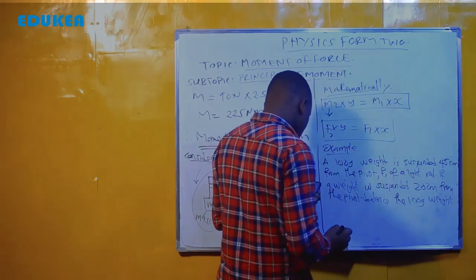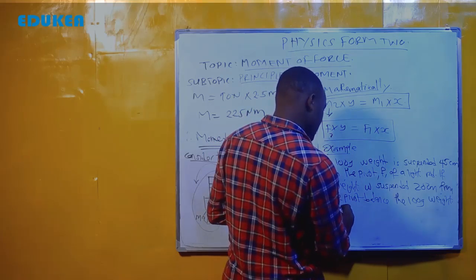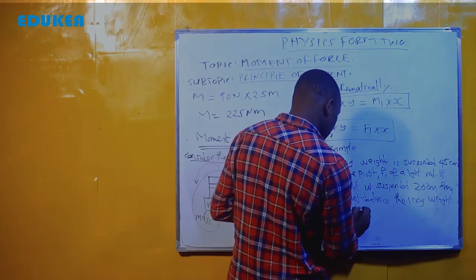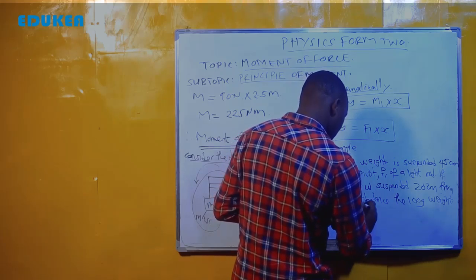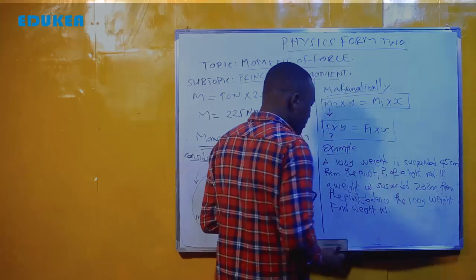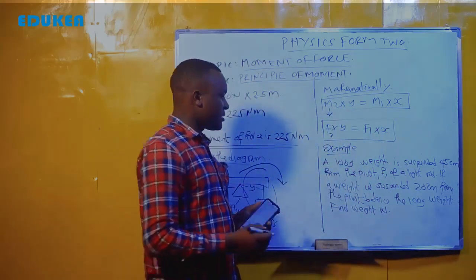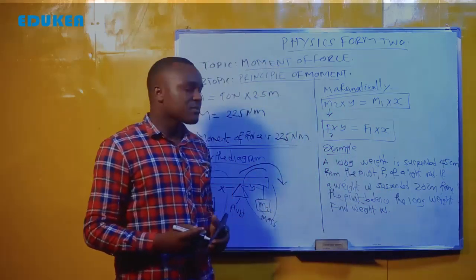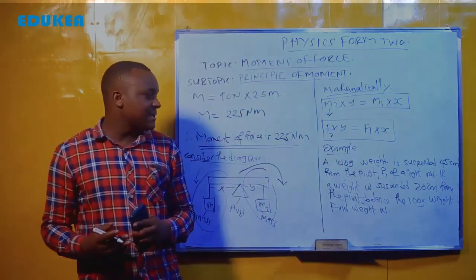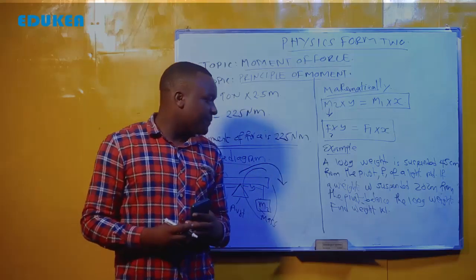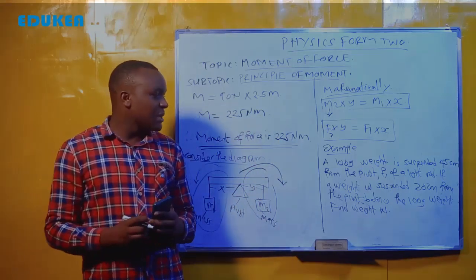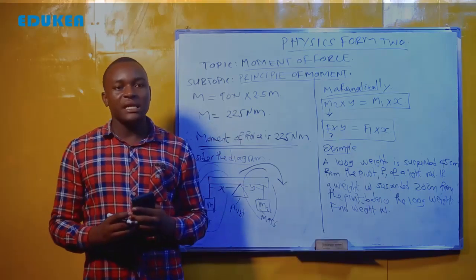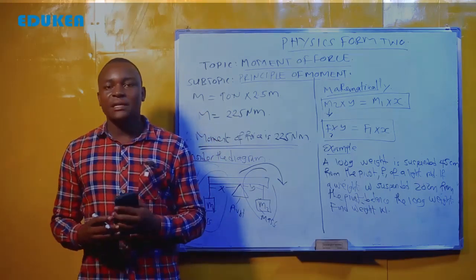Then our question is to find the weight W. So that is our question. We are being given a weight of 100 gram. It was suspended 45 centimeter from the pivot. Then another weight was placed 20 centimeter from the pivot. But that weight we didn't have, and we are required to find that weight.